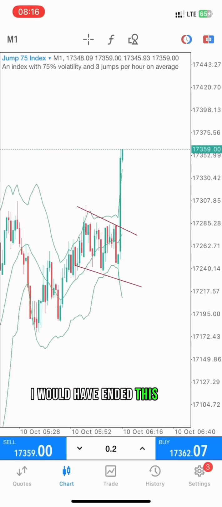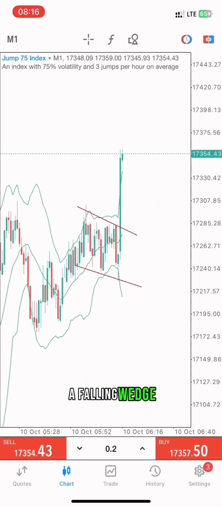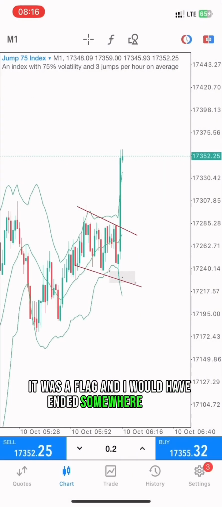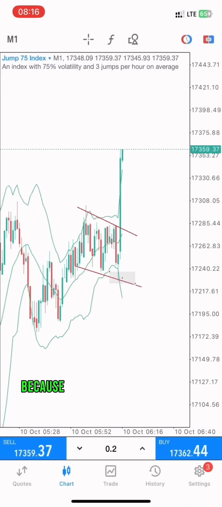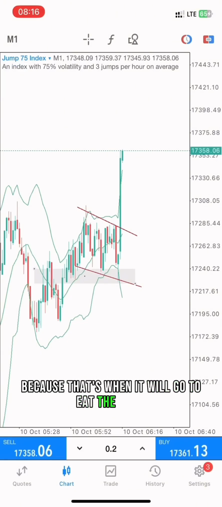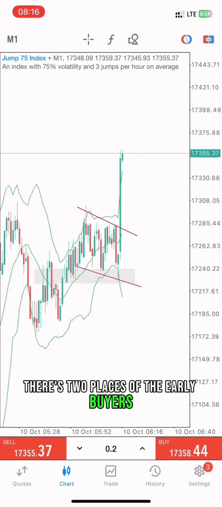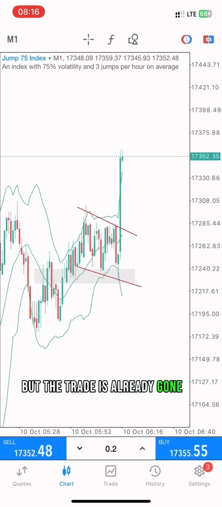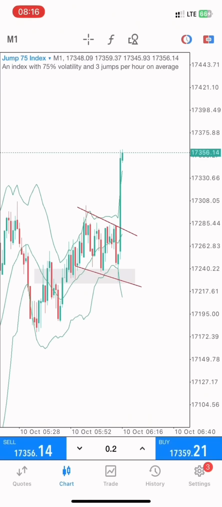I would have ended this trade, but this was a falling wedge. No, it was a flag, sorry, it was a flag, and I would have ended somewhere there, because that's when it will go to hit the stop losses of the early buyers. I would have ended somewhere there, but the trade is already gone, so there's no need for me.